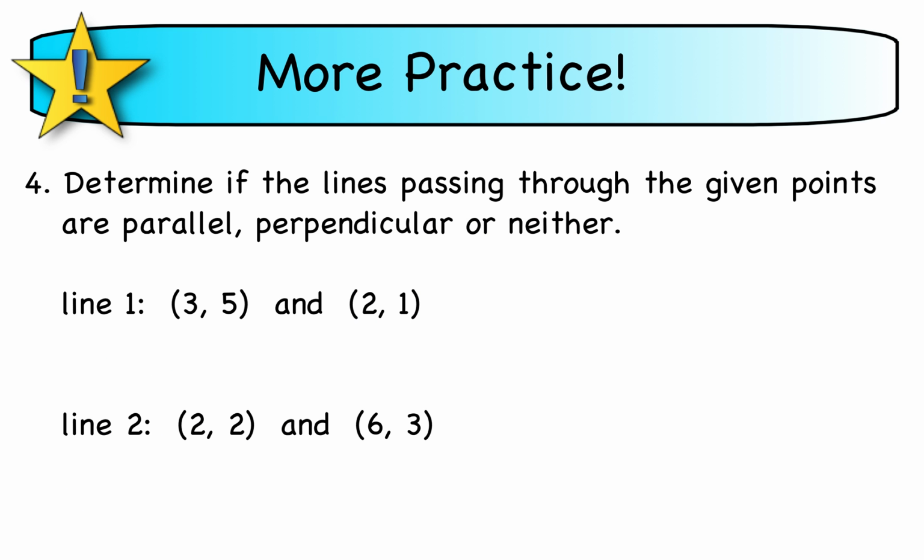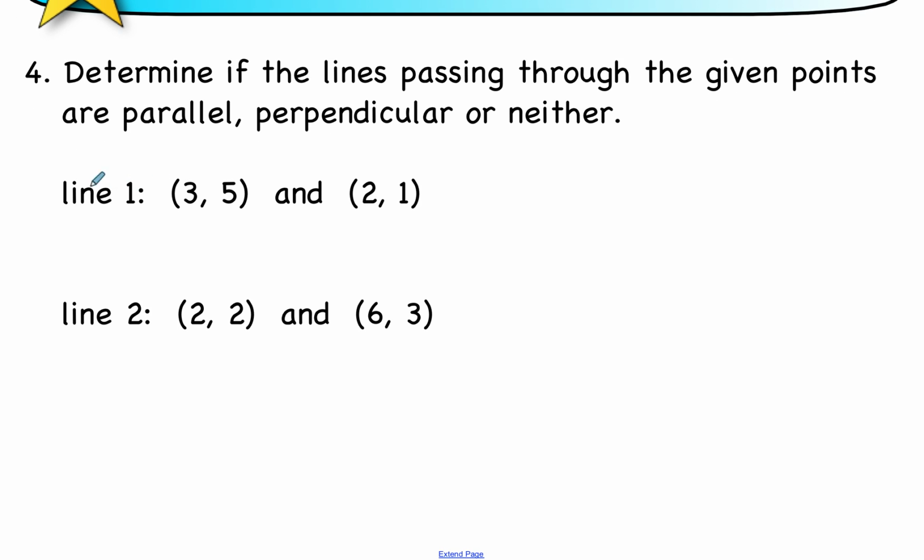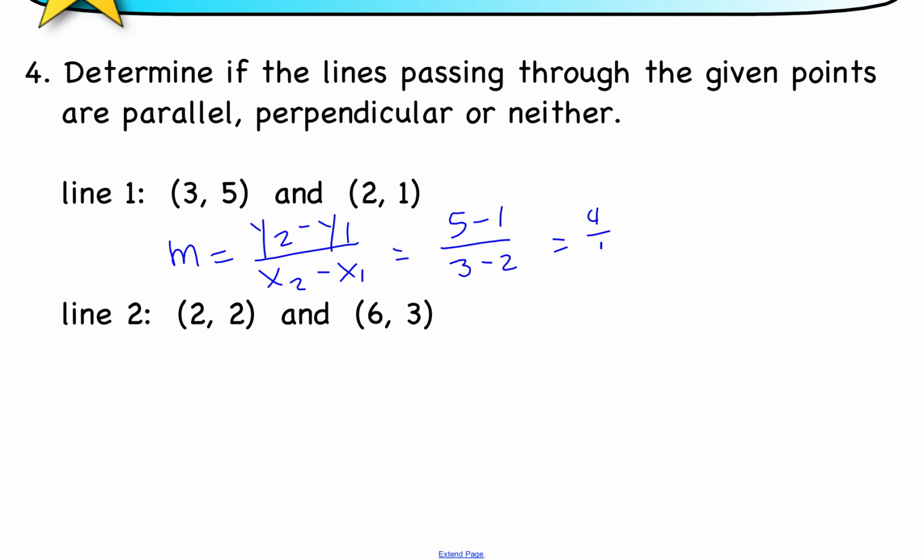Number 4 says, determine if the lines passing through the given points are parallel, perpendicular, or neither. So we have line 1 goes through these 2 points, line 2 goes through these 2 points. So we need to figure out the slope of each line. And remember, the slope is y2 minus y1 divided by x2 minus x1. So we're going to say 5 minus 1 for our y coordinates divided by 3 minus 2. That gives us 4 over 1, which is 4.